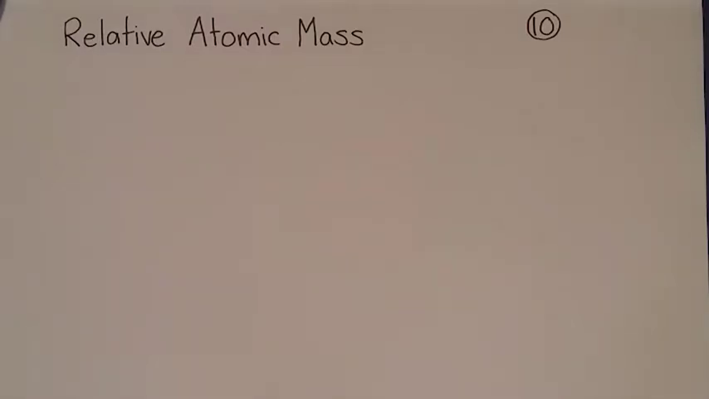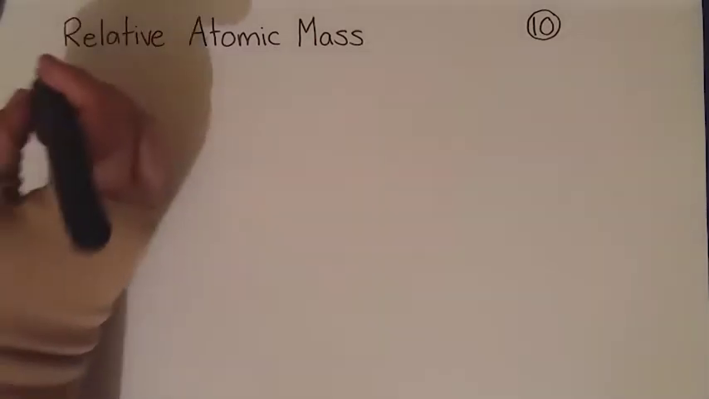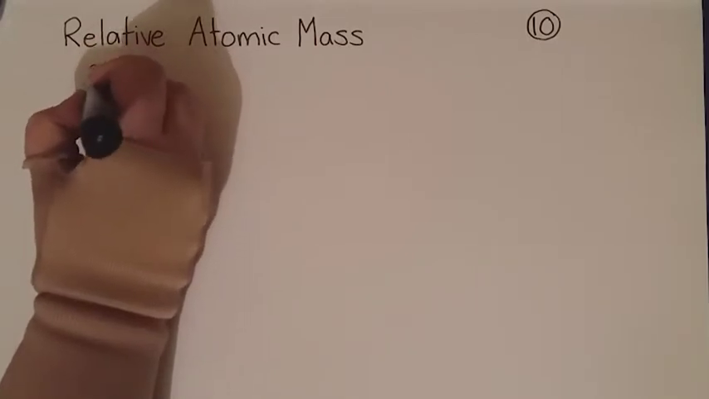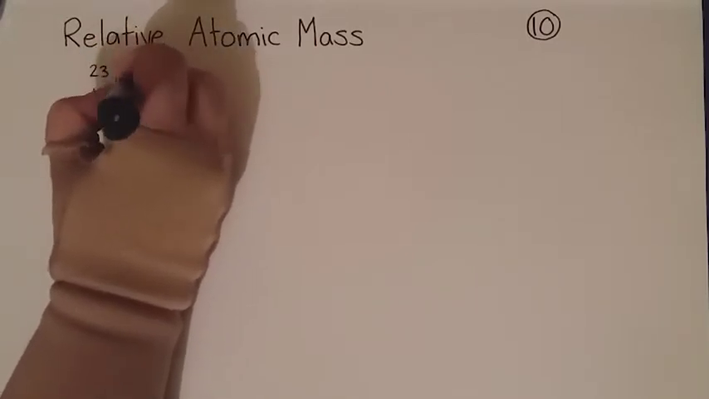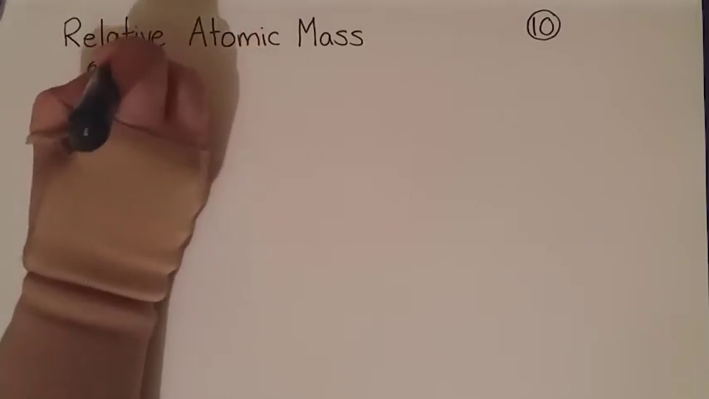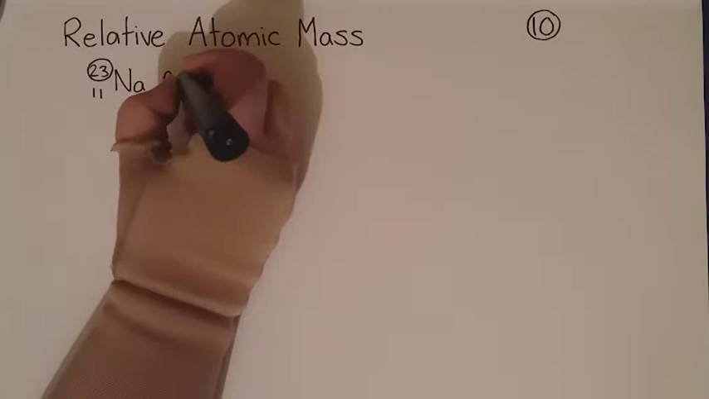Relative atomic mass. The relative atomic mass of an element is an average value that takes account of the abundance or amount of the isotopes of the element. For most elements, if we look on the periodic table and we find our standard symbol, then the relative atomic mass is simply the top number.